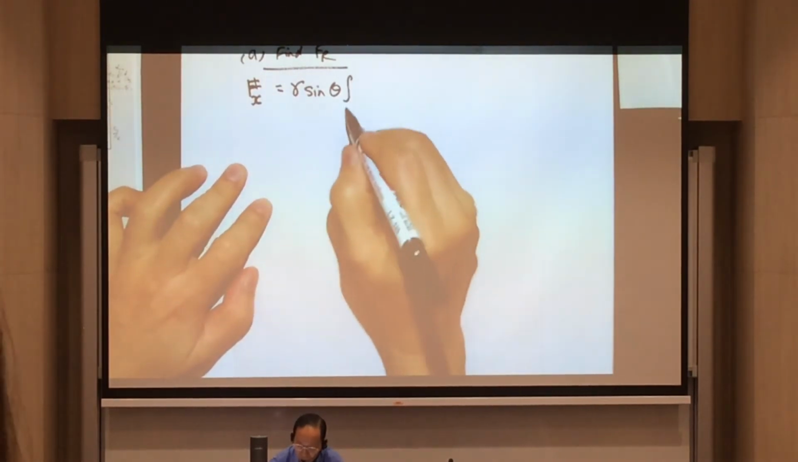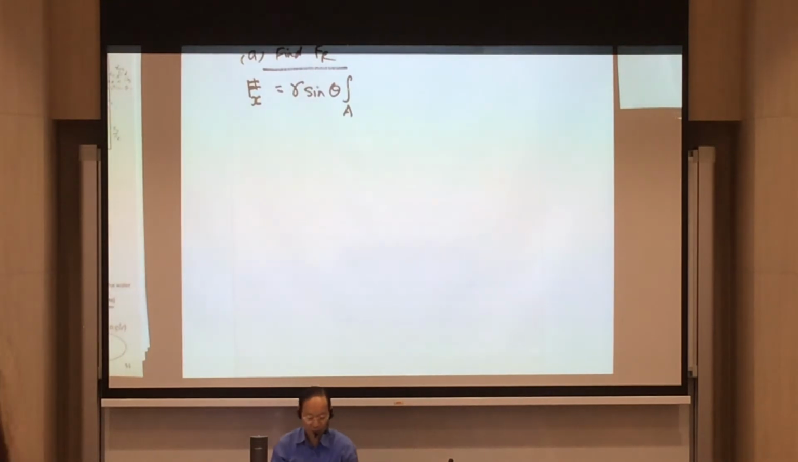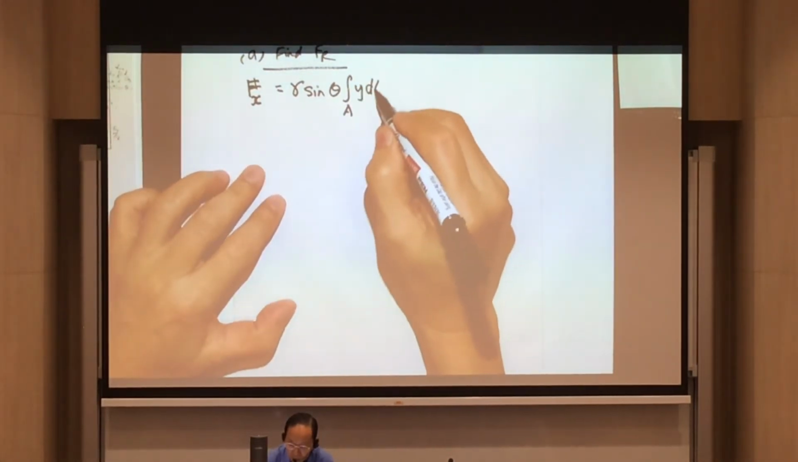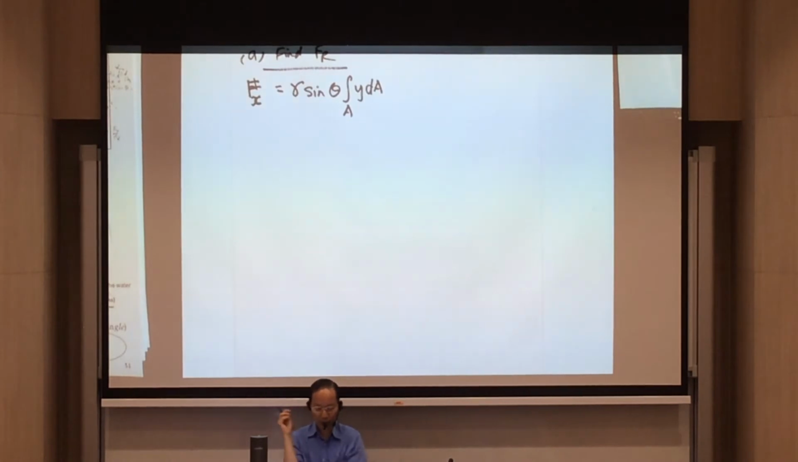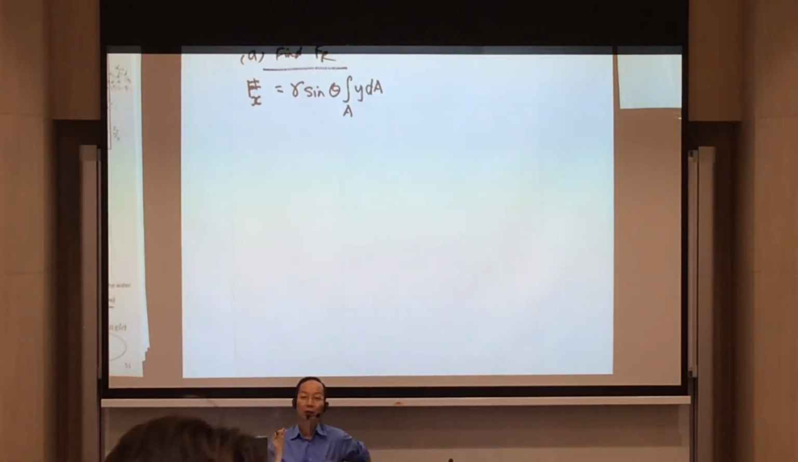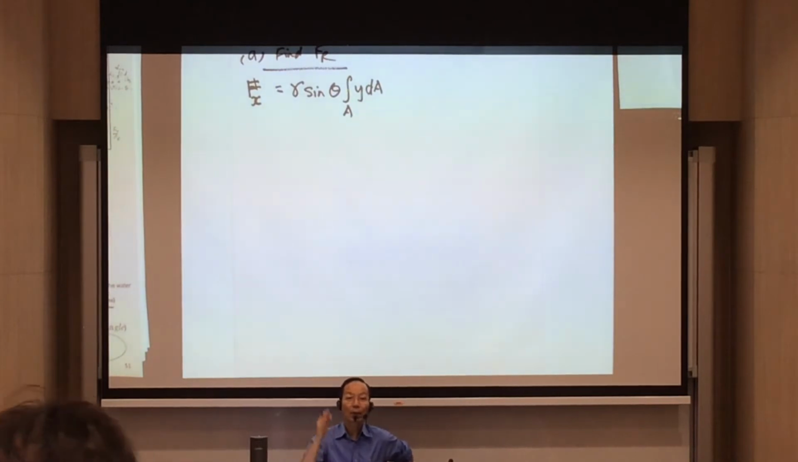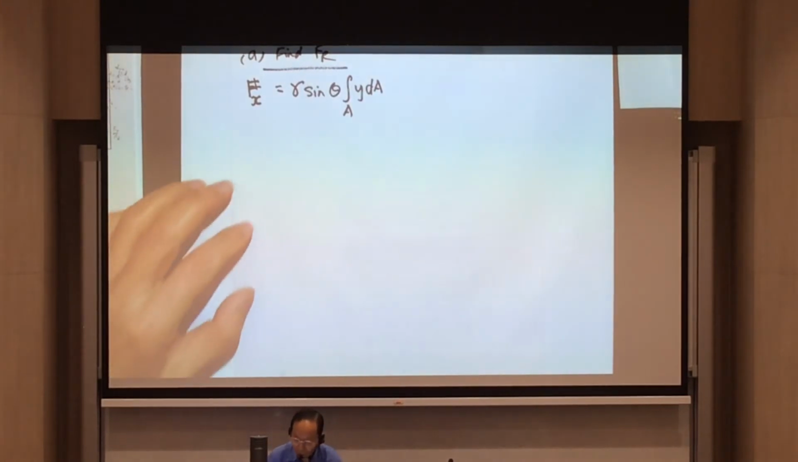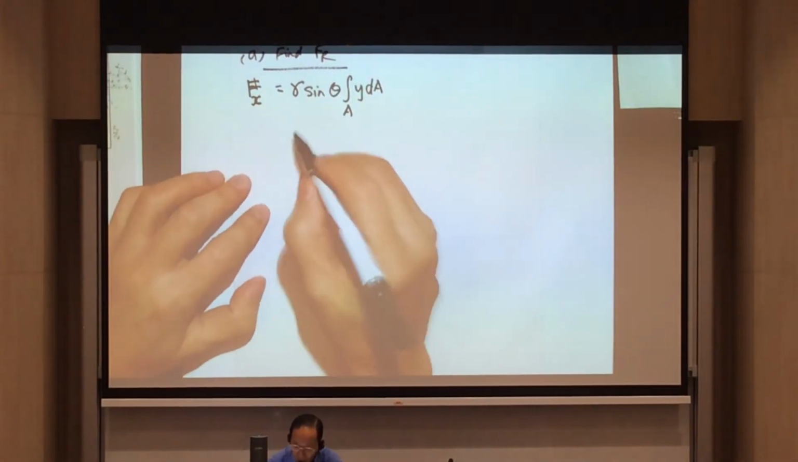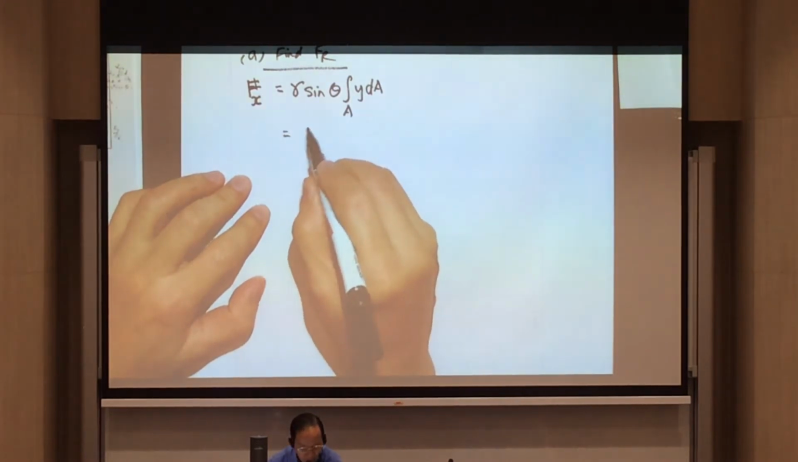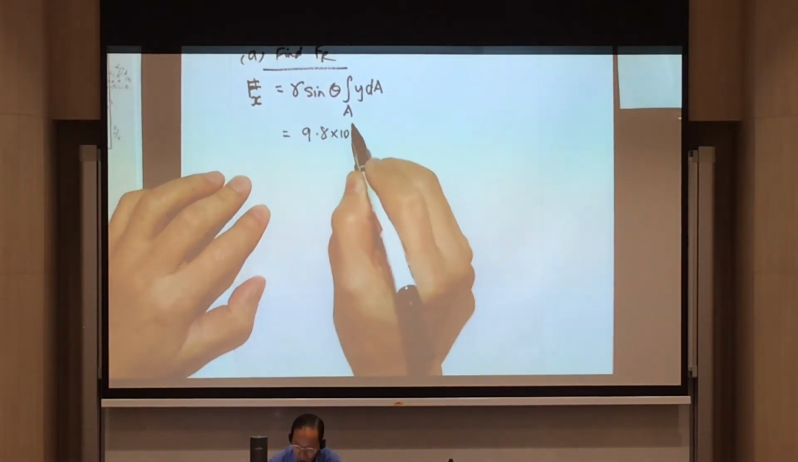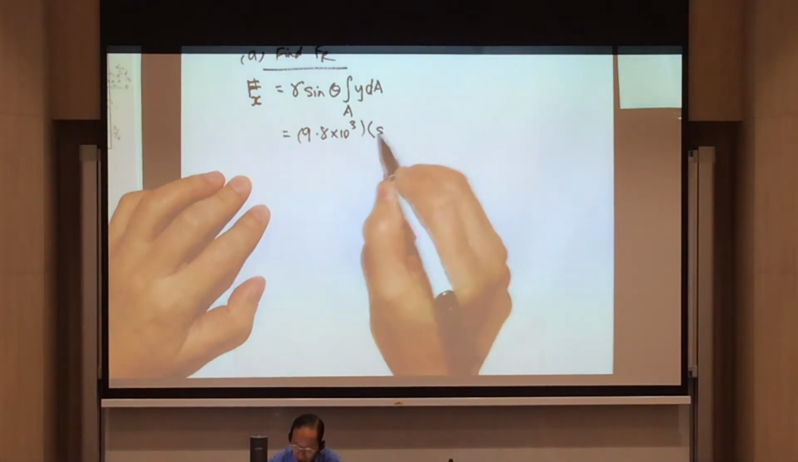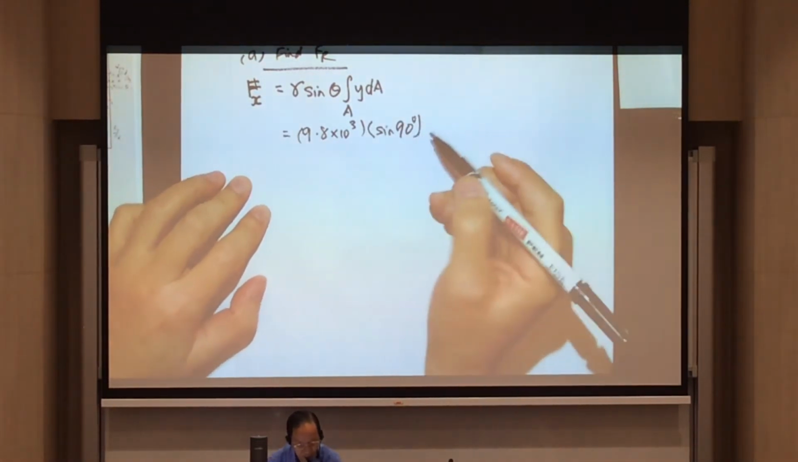You integrate over the area of that flat surface as y dA. We start from the flat surface first, AC. So what is theta in this case? For AC, what is theta? Theta is 90 degrees. So that is equal to, we know gamma for water is 9.8 times 10 to the power 3, that is standard. And we have sine of 90 degrees. You know what sine of 90 degrees is?